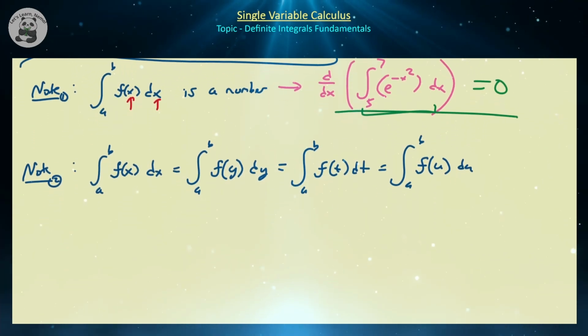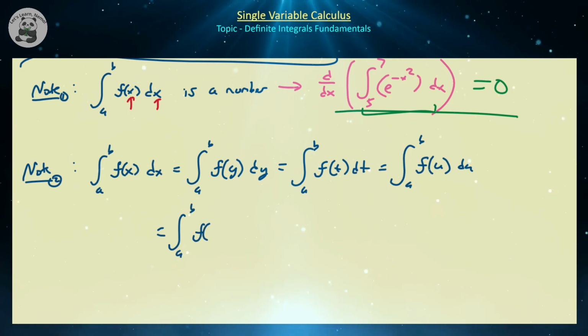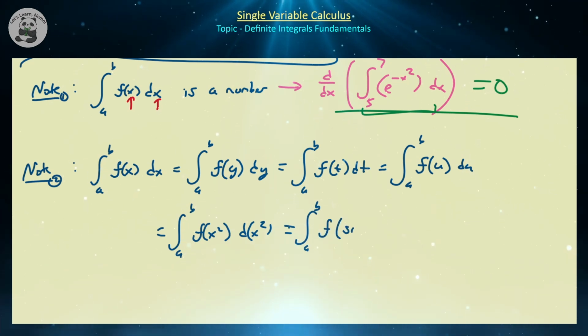And you could even be a little bit more fancy. For example, you can do the integral from a to b of f of x squared d of x squared. You can also do the integral from a to b of f of sine of x d of sine of x. As long as they're the same, they're all equivalent.